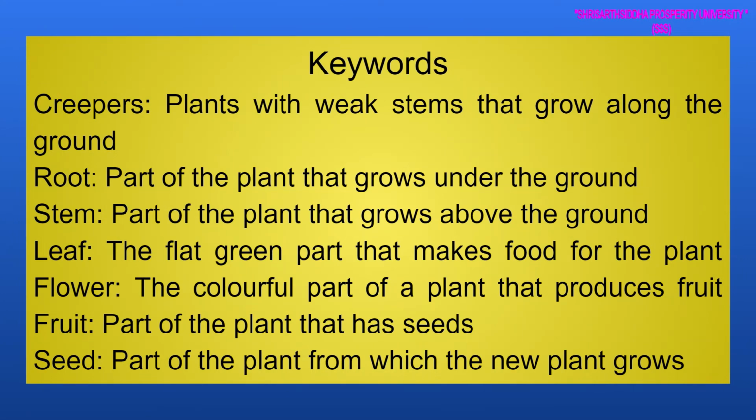Root, part of the plant that grows under the ground. Stem, part of the plant that grows above the ground. Leaf, the flat green part that makes food for the plant. Flower, the colorful part of a plant that produces fruit. Fruit, part of the plant that has seeds. Seed, part of the plant from which the new plant grows.